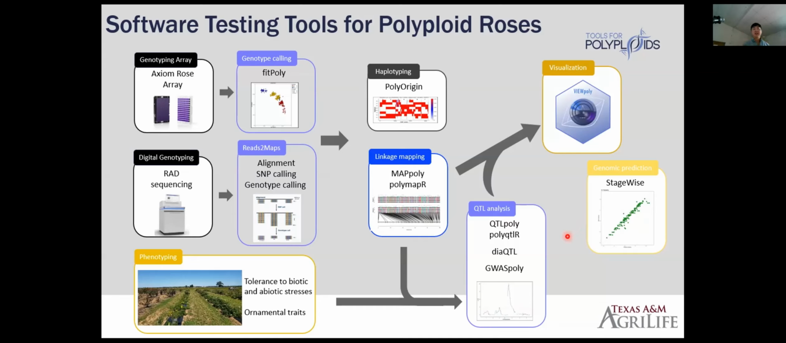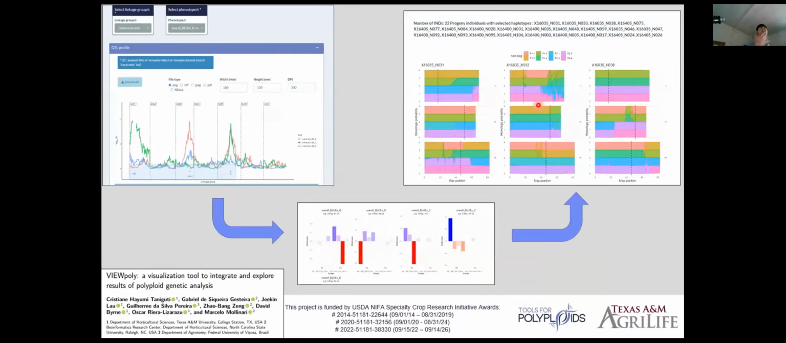We can do GWAS now properly using polyploid models, and now we can even do genomic prediction in polyploids utilizing autopolyploid models. And this thing called VIEWpoly, earlier I talked about how we visualize some of our results. The next slide just shows how it's useful for a breeder, because we can sit here and talk about genetic studies, we can talk about QTLs, but how does that help a breeder?